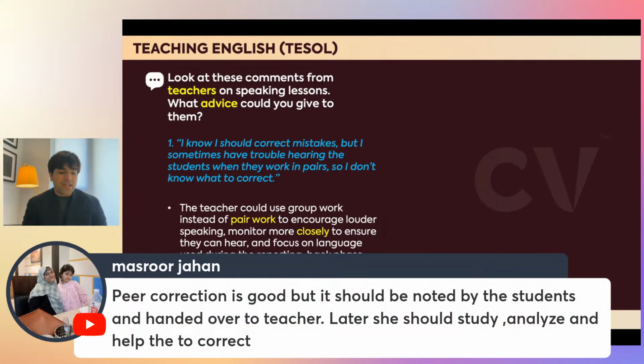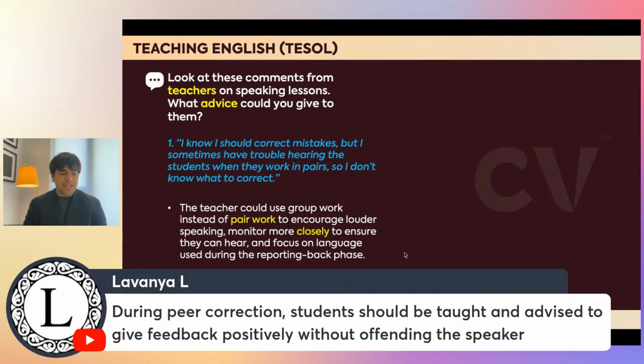Masroor says peer correction is good, but it should be noted by the students and handed over to the teacher. Later, the teacher should study, analyze, and help them correct. That's a valid point, Masroor. Very nice. Lavanya says during peer correction, students should be taught and advised to give feedback positively without offending the speaker. Absolutely wonderful point. We can do what Lavanya says, we can also do what Masroor says, or combine both of them. That also helps as well.